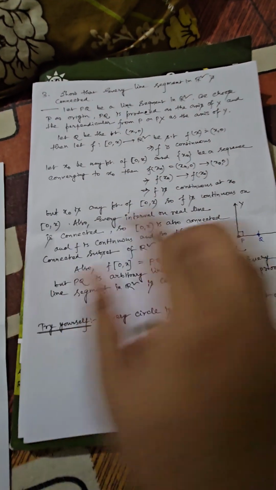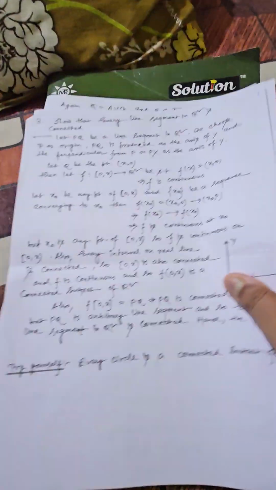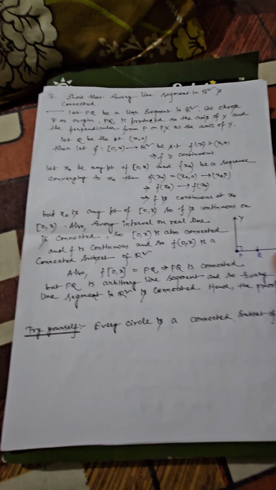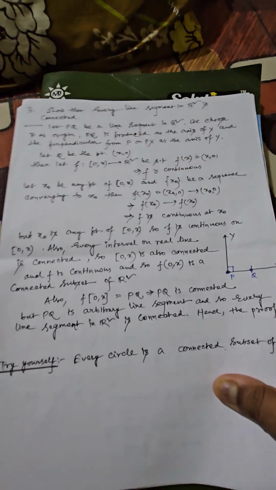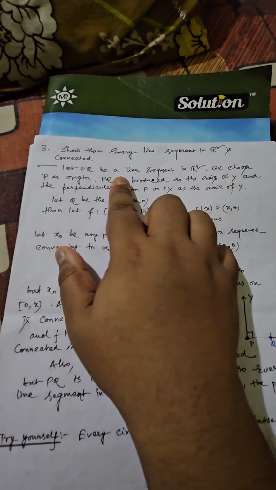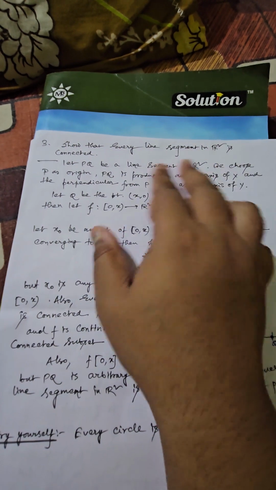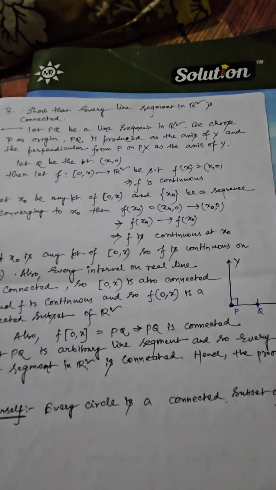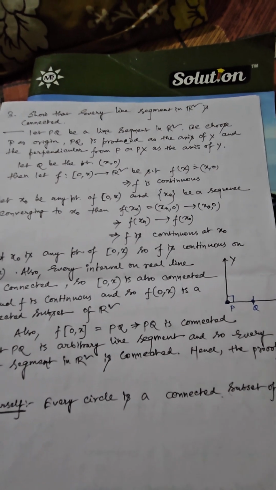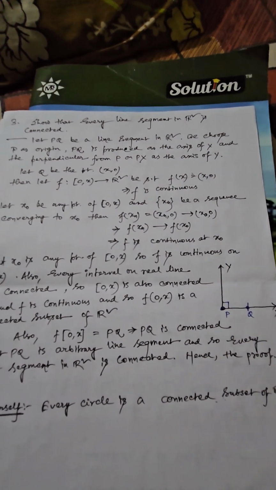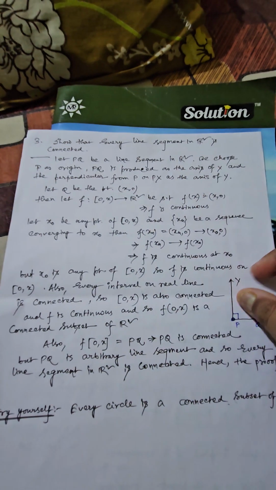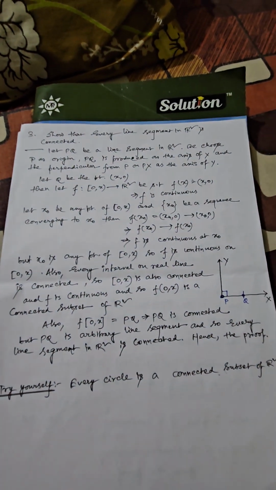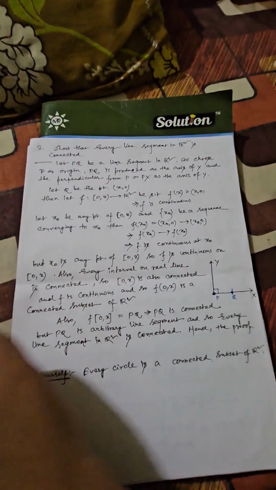Now I have shown another important example. As you can see here, I have given this question: show that every line segment in R2 is connected. I am not saying that the real number system is connected. That is another theorem, that has an independent proof. But actually you can consider this one as a problem, that every line segment in R2 is connected.